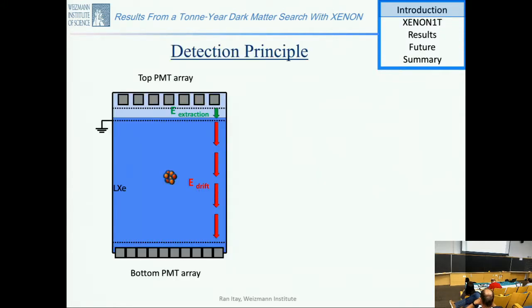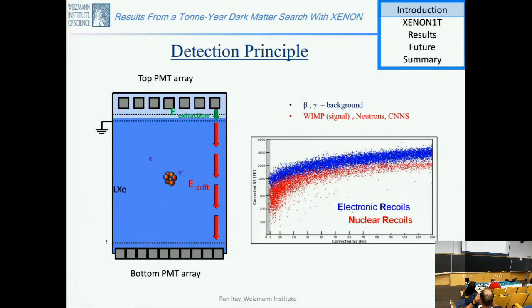Right, so all of these detectors are dual-phase time projection chambers, which means we have gas xenon at the top and liquid xenon at the bottom. When a particle interacts with the liquid xenon, it deposits energy. This energy goes to a prompt scintillation, which is detected by the PMT arrays on the top and on the bottom, and this prompt scintillation is what we call S1. It also goes to ionized electrons, which are drifted upward by the applied electric field and produce a proportional secondary scintillation in the gas phase, which we call S2.